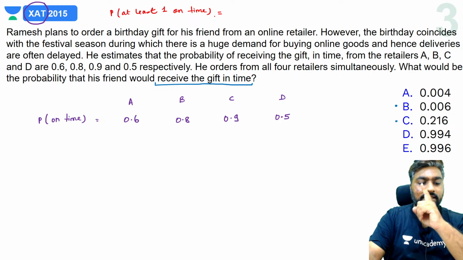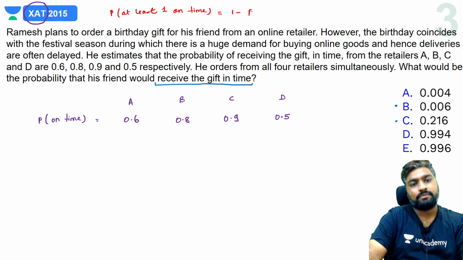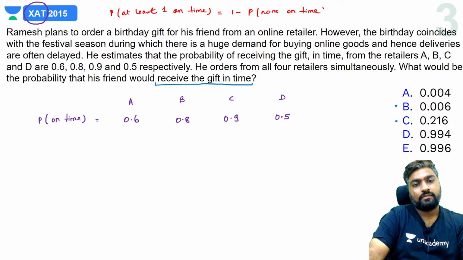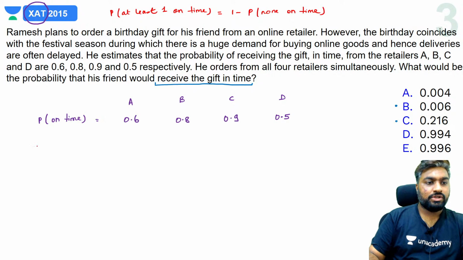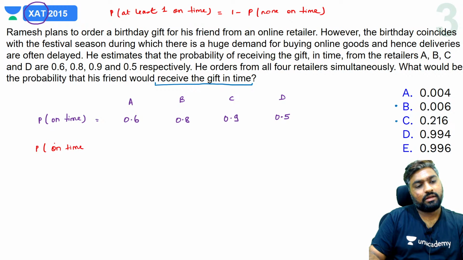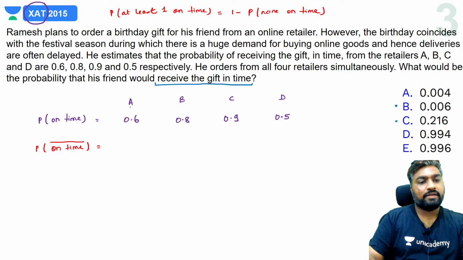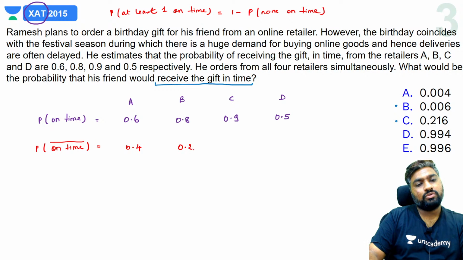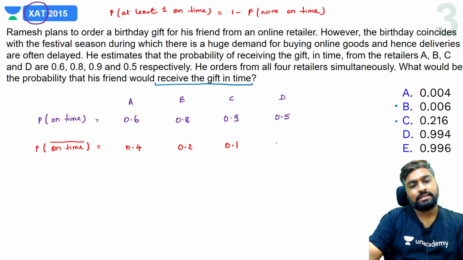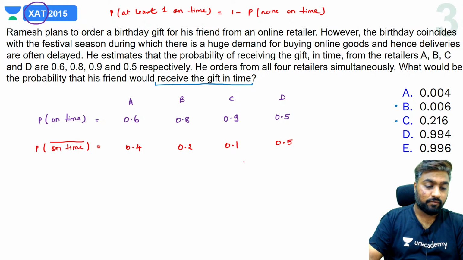So probability of at least one being on time will be what? 1 minus probability of none of the stores being on time, right? None being on time. Agreed, everyone? Yes. So what do we want? We want the probability of not being on time, right? On time dash. If 0.6 out of 1 cases A delivers on time, then 0.4 cases it won't, 0.2 cases it won't, 0.1 cases it won't, and 0.5 cases it won't.